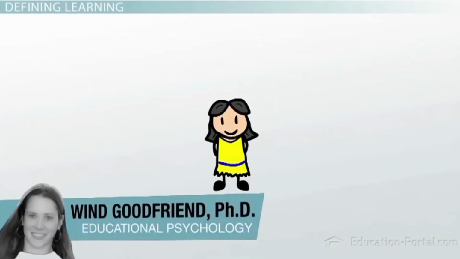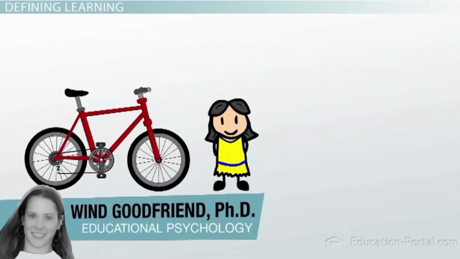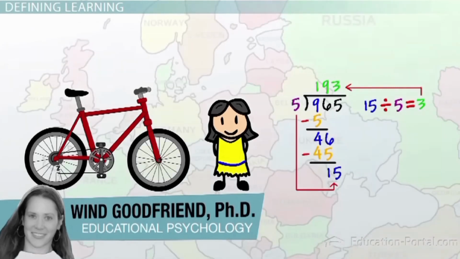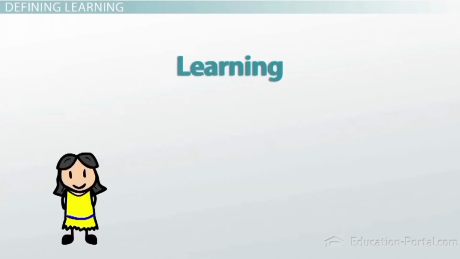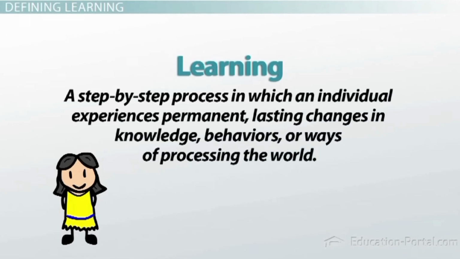When you were a little kid, did you learn how to ride a bike? Did you learn how to do long division or learn the capital cities of different countries? How about learning how to drive a car when you were a little older, or learning how to do laundry? We use the term learning all the time in everyday life, but within the field of educational psychology, the term learning is actually a specific term. Different people use different words to define learning within educational psychology, but in general, we're talking about a step-by-step process in which an individual experiences permanent, lasting changes in knowledge, behaviors, or ways of processing the world.